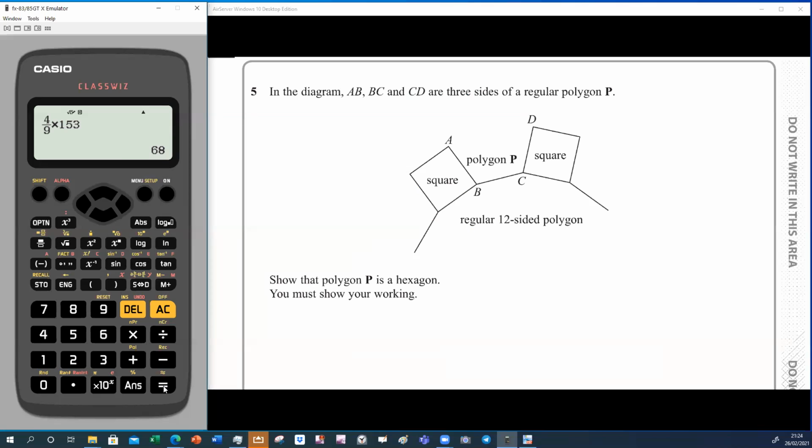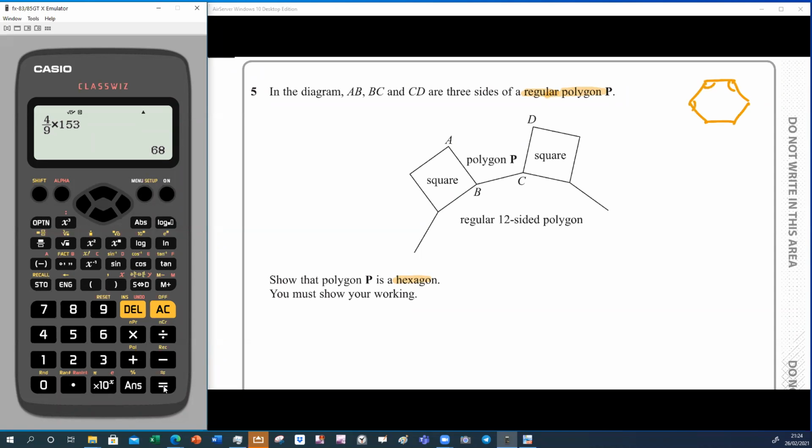Okay, right. So we have to show. So when it says show that the polygon P is a hexagon, that's in between the square and the regular 12-sided polygon, and inside, you must show your working out. Now, what defines a hexagon? This, what it's called, the number of sides it has on the shape. Regular. So the regular polygon. So it's a regular hexagon. So if we think about a regular hexagon, let's have a look. Let's see what we know.